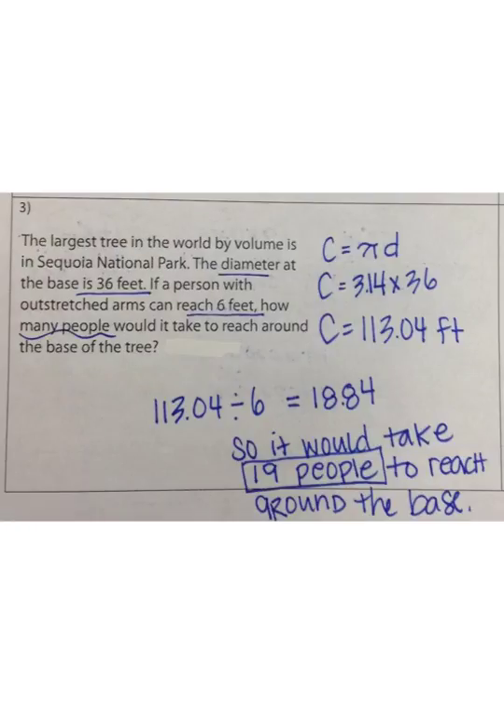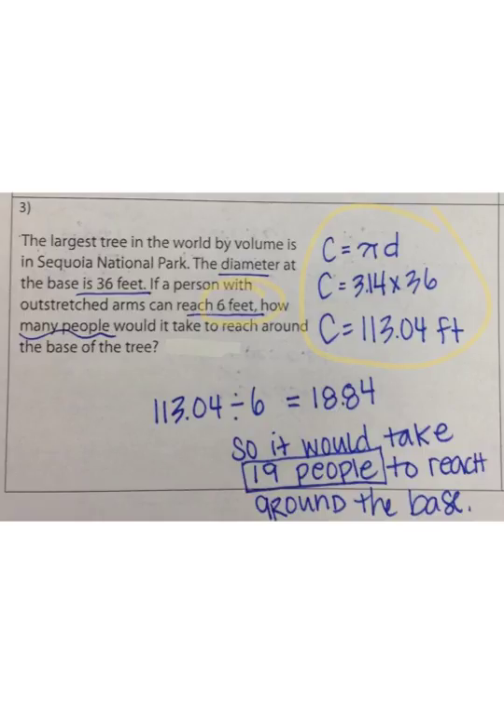Okay, so first thing I needed to do was find the circumference of the tree. So that's my steps up here. So pi times the diameter, I multiplied 3.14 by 36 and got 113.04 feet. It's not asking what the circumference is, but we want to know if people, when they outstretch their arms and they reach 6 feet, how many people it's going to take to circle around.